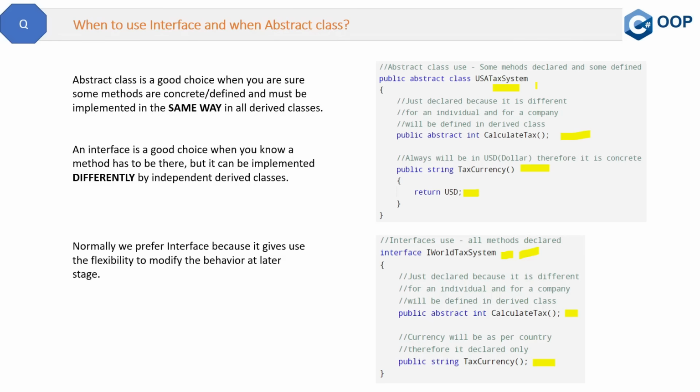Normally we prefer interfaces. The reason is it gives us the flexibility to modify the behavior at a later stage. Nowadays everything is dynamic, so interfaces are more popular because derived classes are implementing things in their own way. They do not want the copy of the base class method. They want to create their own body inside their methods.